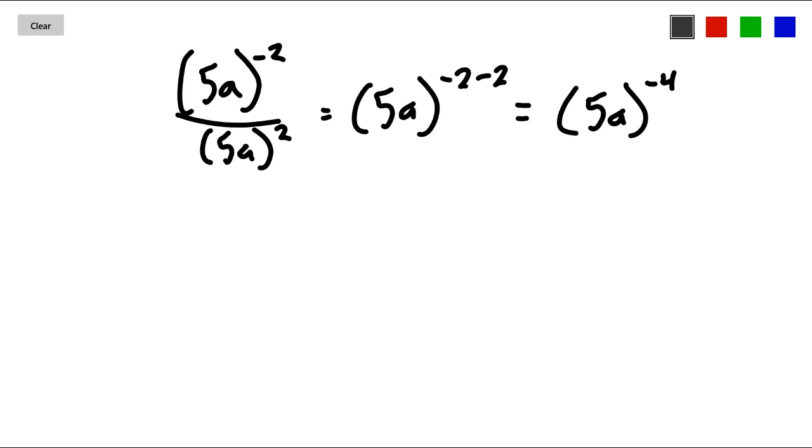And to rewrite that as a positive exponent, I place it on the bottom of the fraction. So this is the same as me writing 1 over 5a raised to the 4th power. And now this is fully simplified.